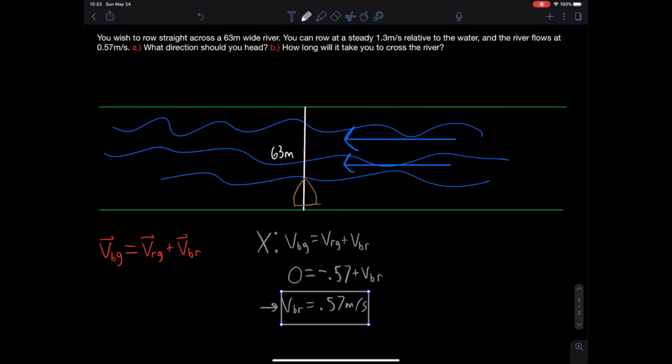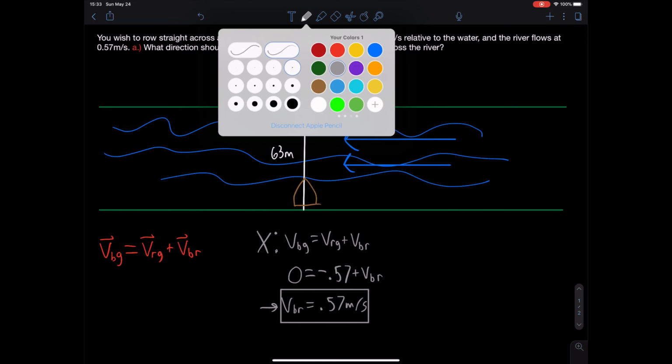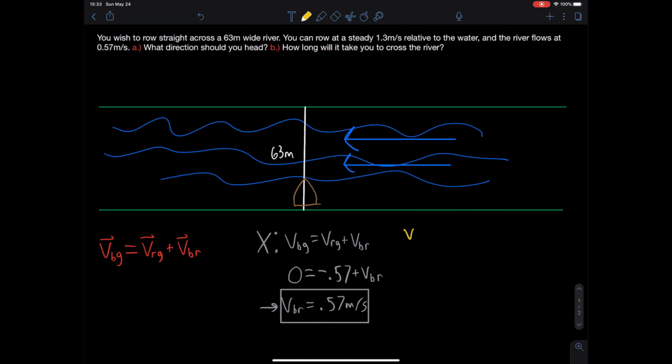And we could take a look at the y component just to see. So let's do that in yellow. In the y direction, we have the same idea. Velocity of the boat relative to the ground is the velocity of the river relative to the ground plus the velocity of the boat relative to the river. So we can look at this and see if we can get any extra information. The velocity of the boat relative to the ground in the y direction, we don't know. We haven't been given anything that lets us directly see how fast we're moving in the vertical direction.